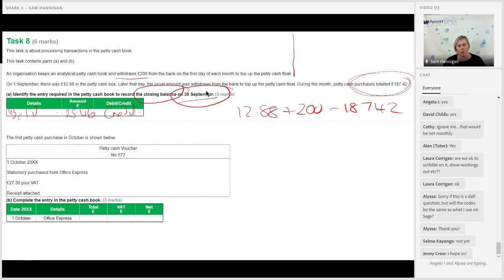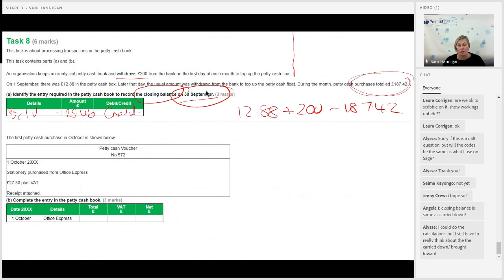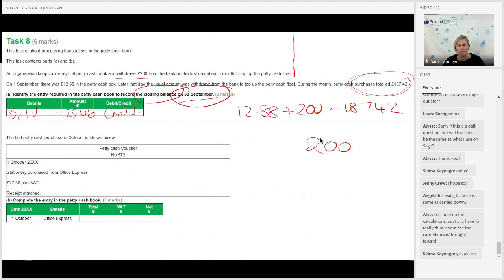Selma, talk to me. You're not going away until you understand. Closing balance is the same as carried down. Yeah, absolutely it is. So, Selma, I'm going to just talk through it again. What I've done is I start my petty cash with £200 in bank. Let's just go 1st of January to save my head. 1st of January 23. I started with £200 in my petty cash. At 31st of January, I'd only got £12.88 in.